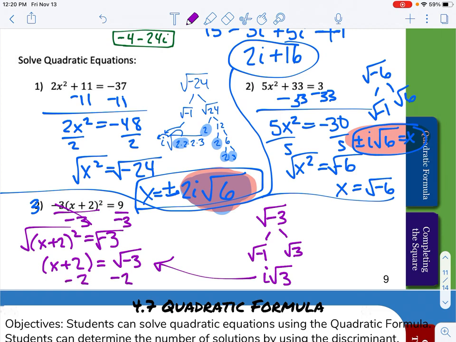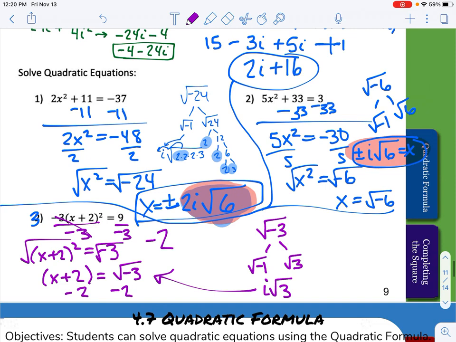Then subtract 2 on both sides. And we want to say -2 plus or minus i root 3 is equal to x. There's 2 solutions, -2 plus i root 3 and -2 minus i root 3. And we are good to go.